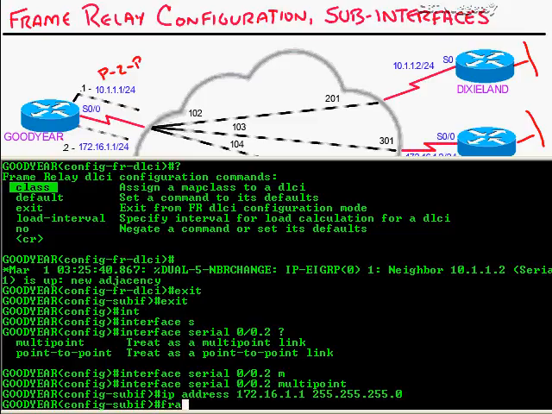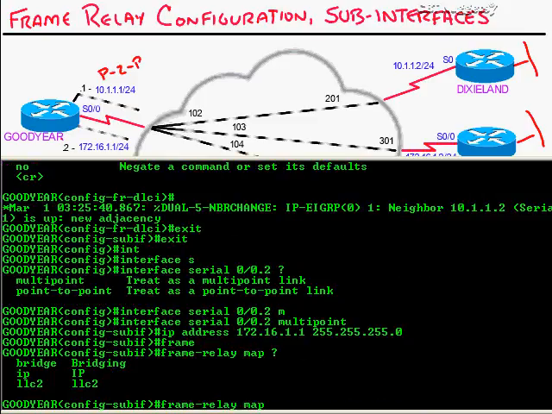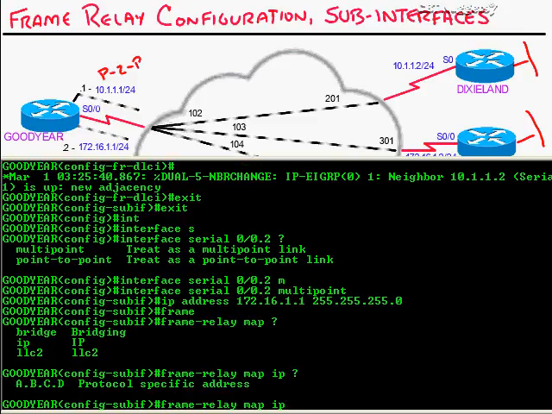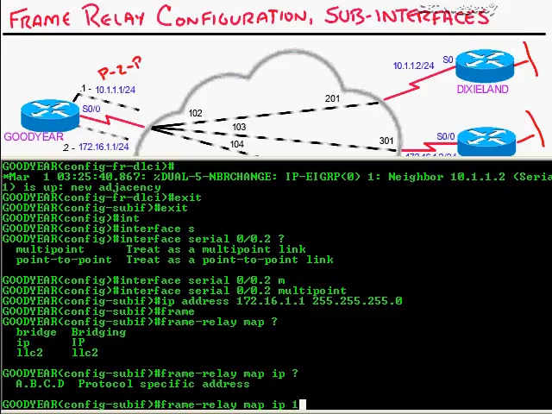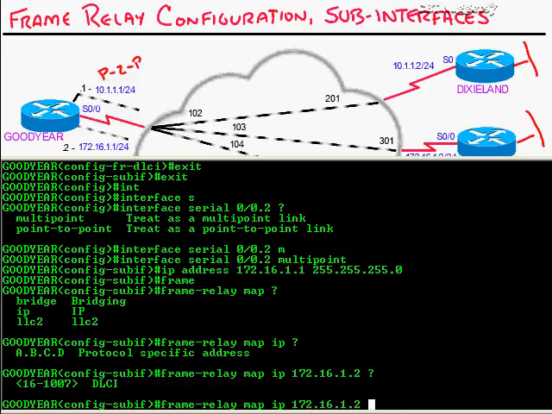I'll type in frame-relay map, followed by what protocol we would like to map. Now this is a pretty limited IOS I have on here. It's an IP only subset, so I'll just type in ip, followed by the remote IP address that I'd like to map. I'm mapping, in this case, let's start with Goodyear over to Dogtown. I'm going to map this IP address, that's who I can reach, to the DLCI I used to reach them. So, 172.16.1.2 is Dogtown, and the DLCI that I use to get there is 103. That's my departing flight number.